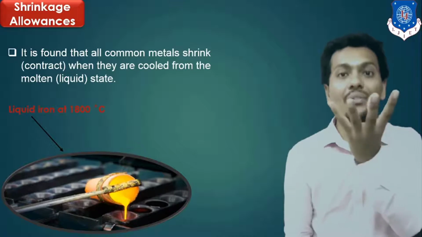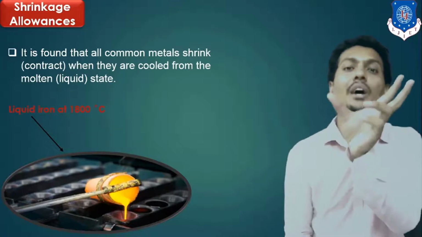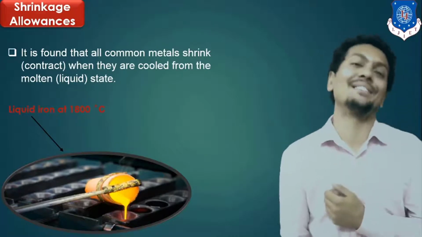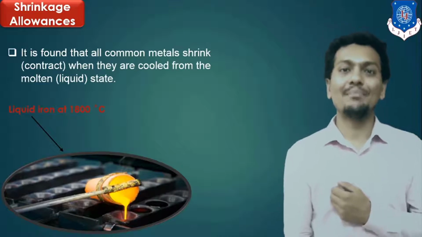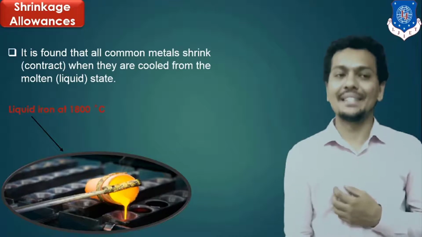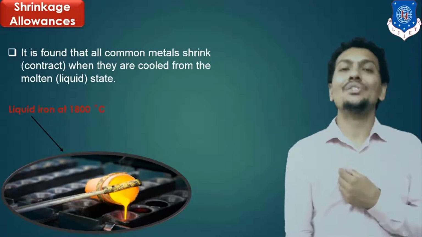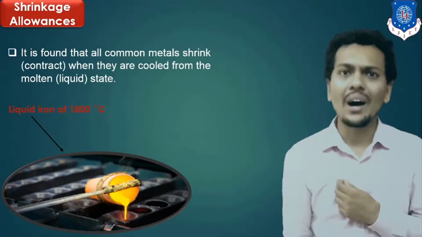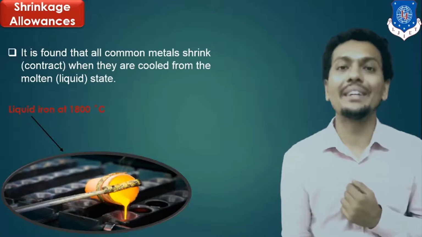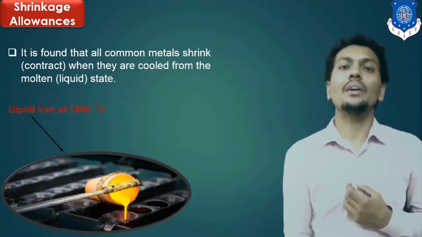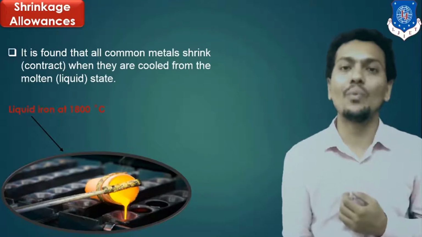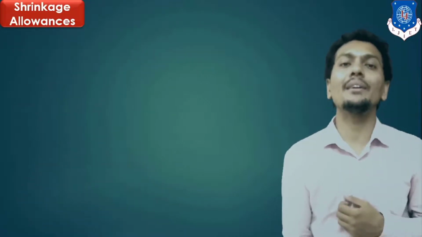What happens after cooling and solidification? Your final product or casting will be lesser in dimension due to shrinkage. Here I mention a simple example. If you make the liquid metal at 1800 degrees Celsius, for example, as shown here, the iron melting point is around 1539 degrees Celsius. If you make your liquid iron at 1800 degrees Celsius and pour it in the cavity, what happens?